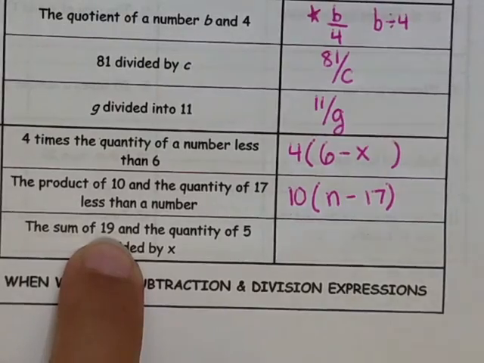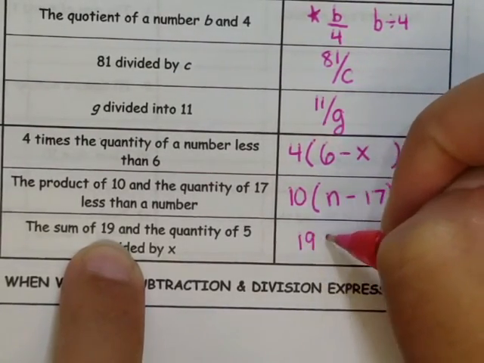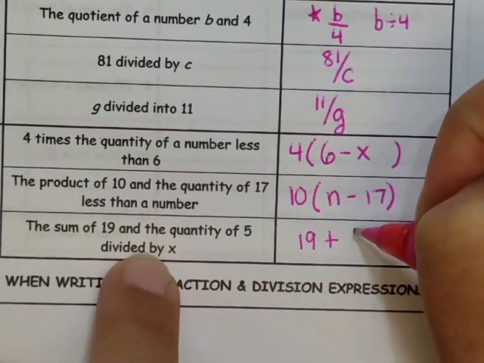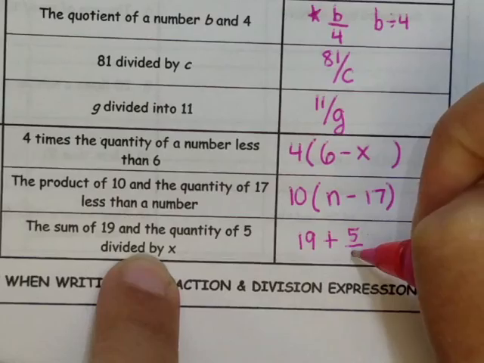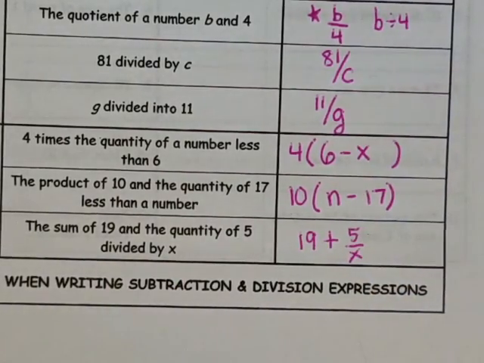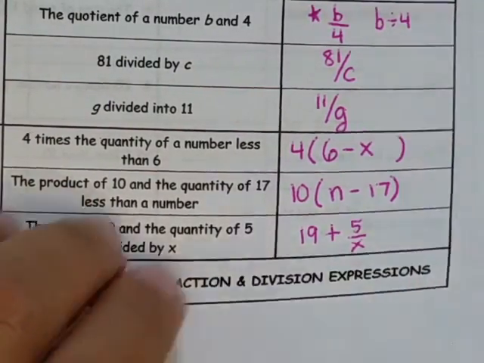The sum of 19 and the quantity of 5 divided by x. You can put parentheses around it, but it's not going to make a difference. So those are some examples of how you can change from verbal phrases into algebraic phrases.